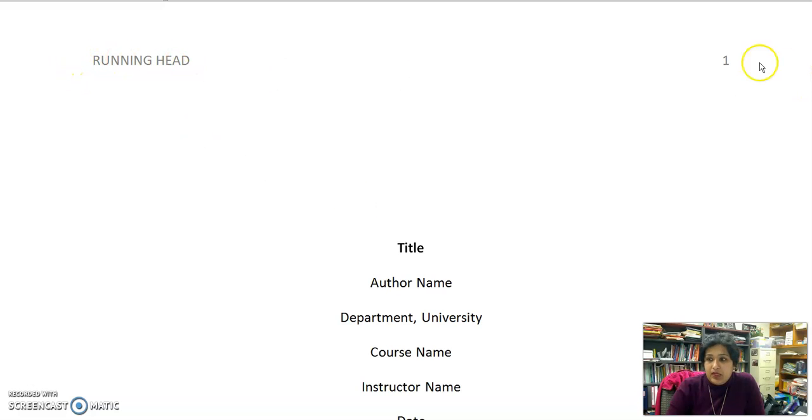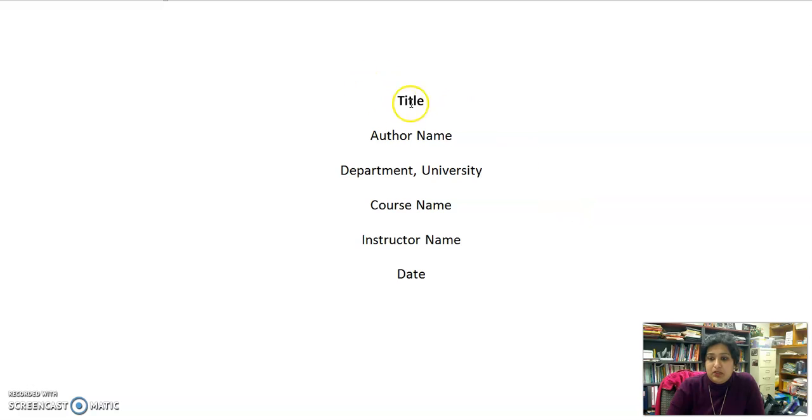There will be a running head, there is a page number, the title of your paper. The title of your paper is not your research question. So make sure you understand that the title of the paper is not your research question. So you'll have a title, your name, your department, university will be Midwestern State University, course name, EDUC 5053 or 57, instructor name, the date.